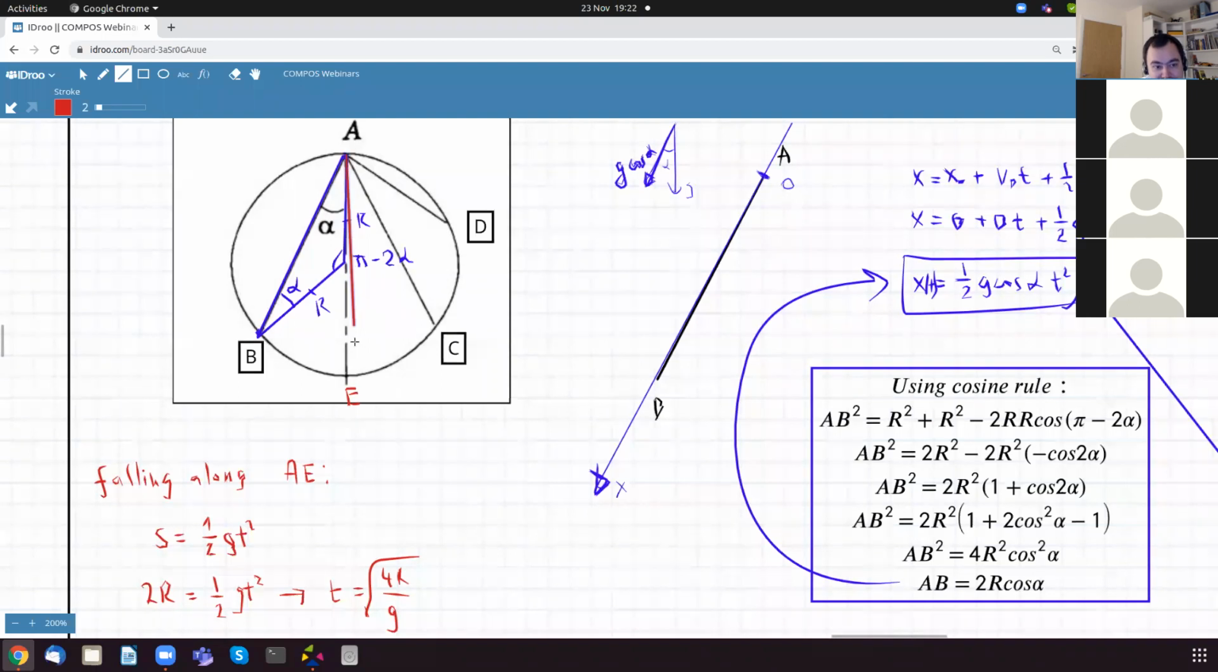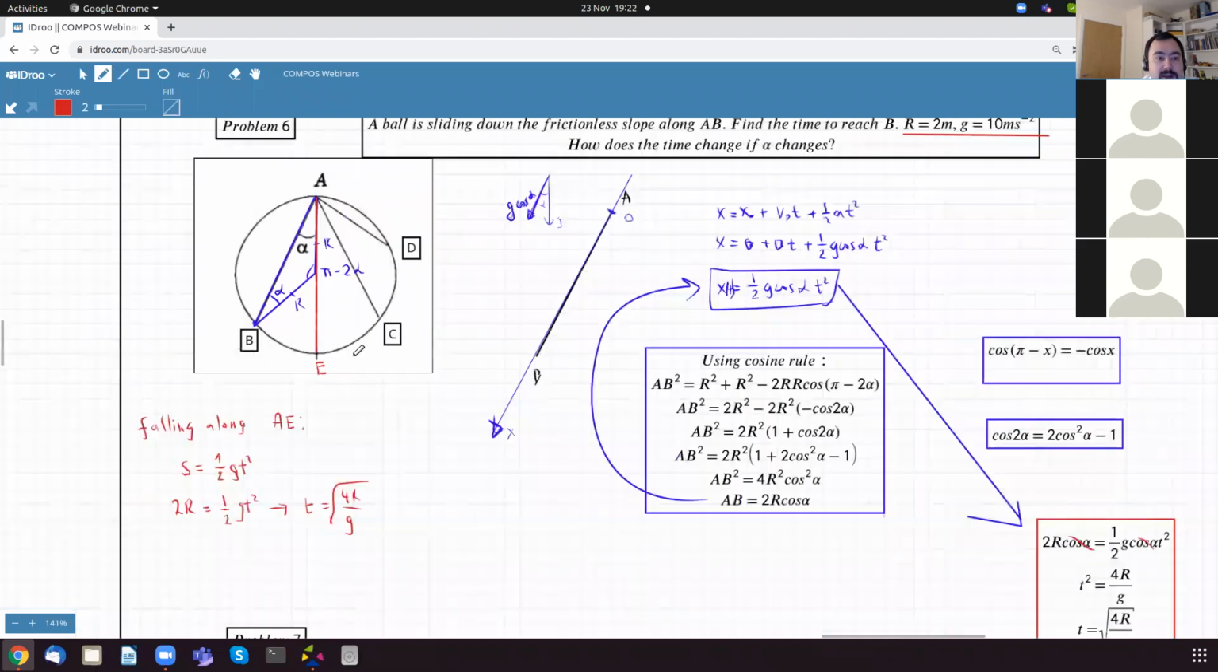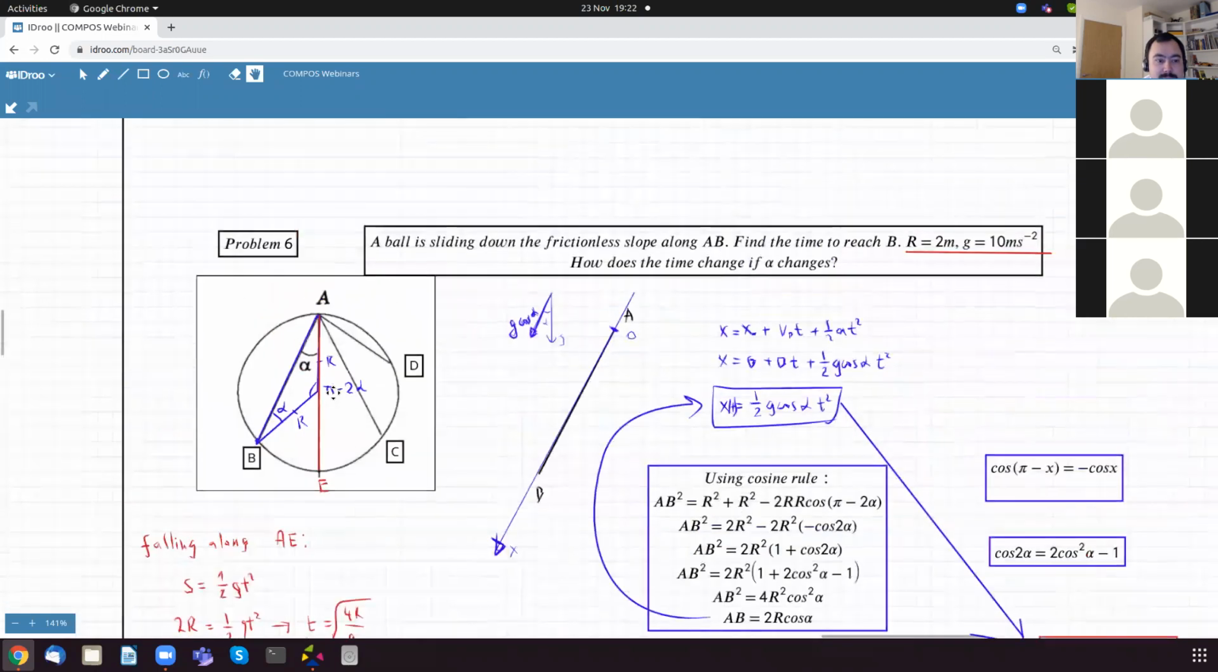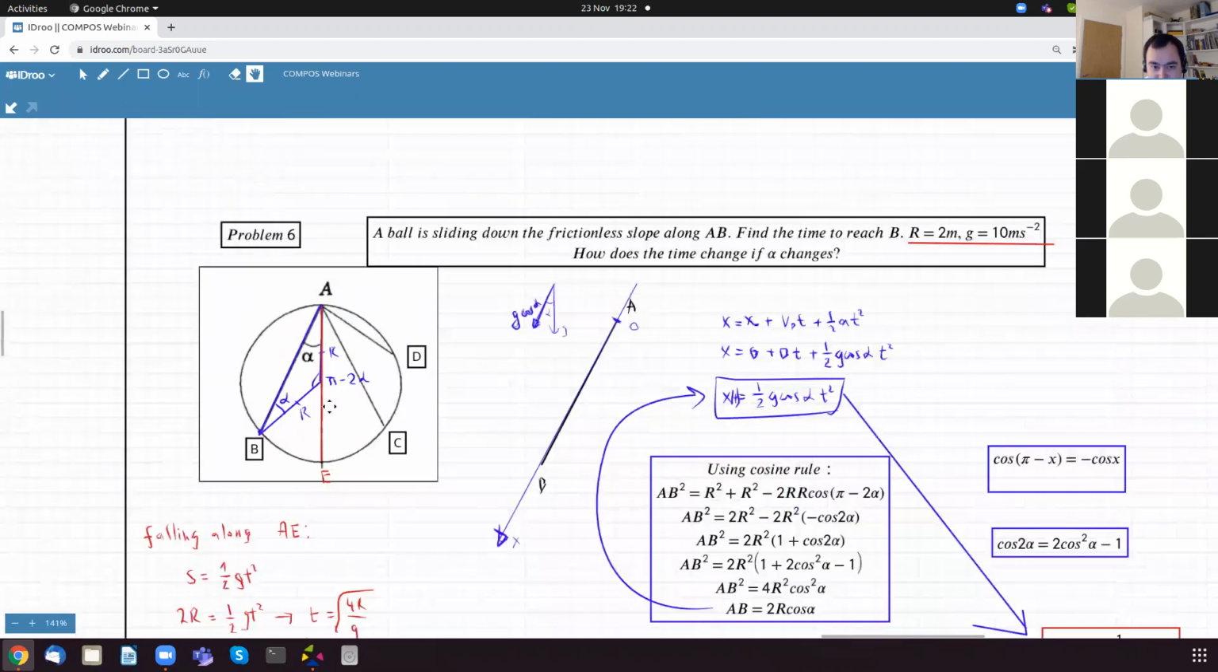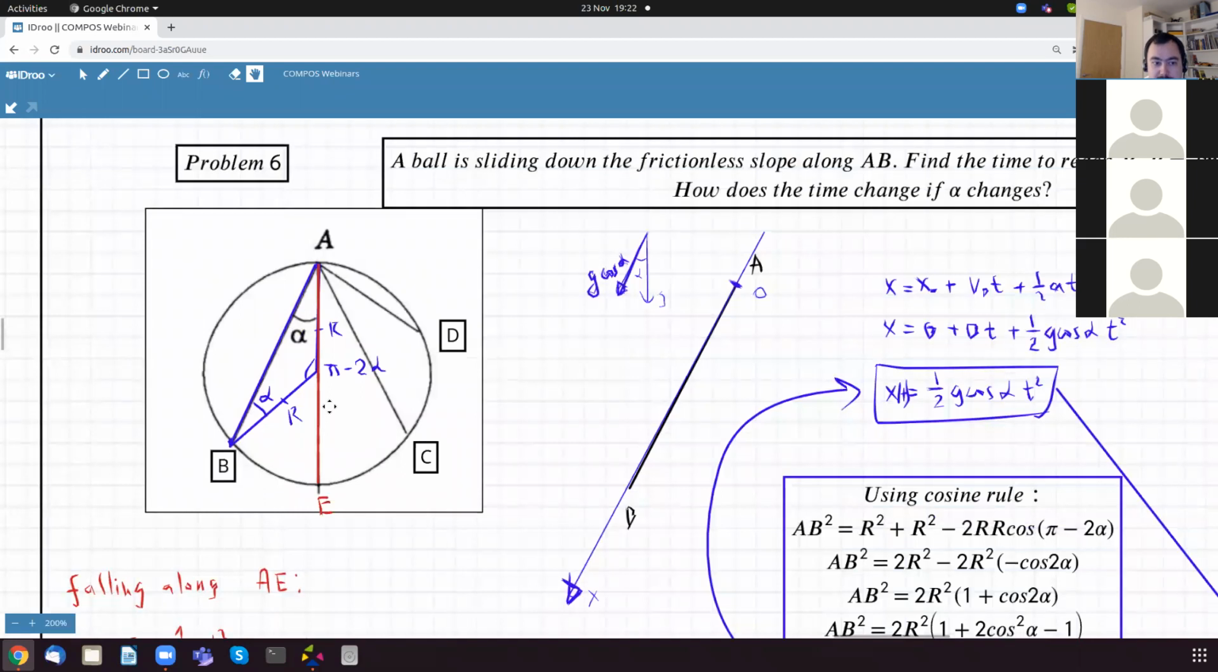If the ball was rolling, the acceleration would not be g cos alpha, because rolling takes away some of the energy. Some of the kinetic energy is going into rolling, actually spinning the ball, and it depends on the shape of the ball. That's why most questions say sliding down without friction rather than rolling down.